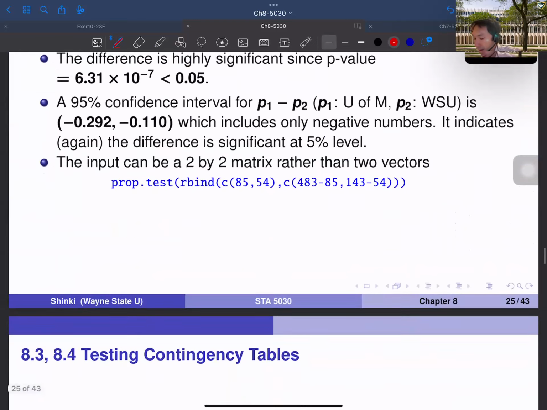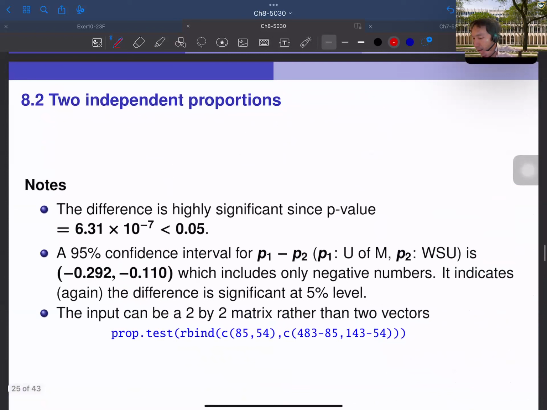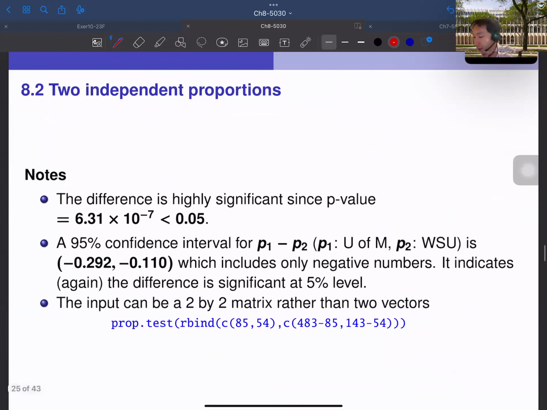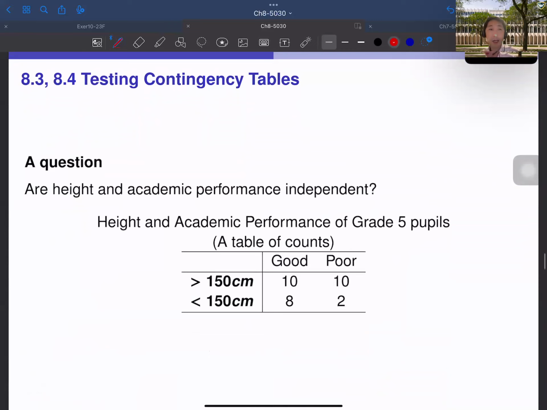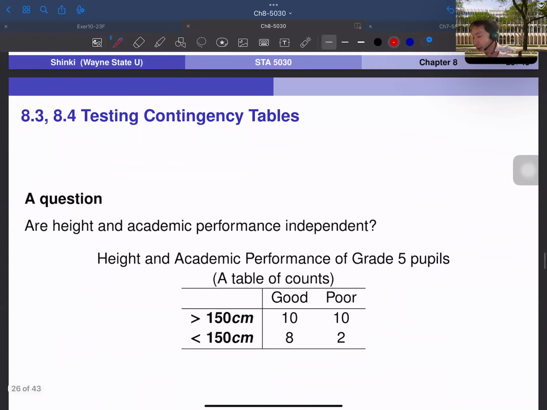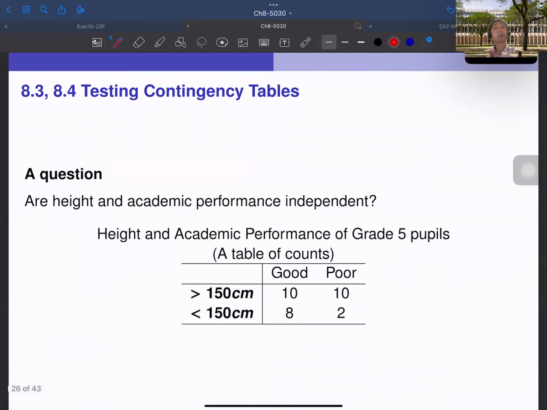Yeah, so that's the result. I think this is the end of 8.2. Do you have any questions? Section 8.3 is a longer section, so maybe I can just show some ideas for 8.3 and 8.4.